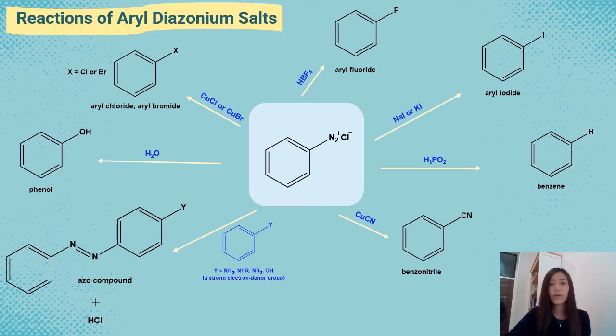On top of substitution reactions, aryl diazonium salts can undergo coupling reactions with aromatic compounds that have a strong electron donating group. Examples of strong electron donating groups are NH2 and OH groups. The coupling reaction is an electrophilic aromatic substitution with the diazonium salt serving as an electrophile. This reaction results in the formation of an azo compound.